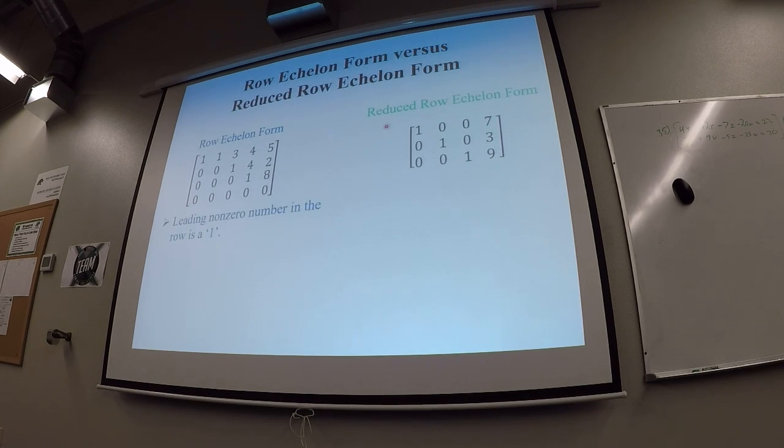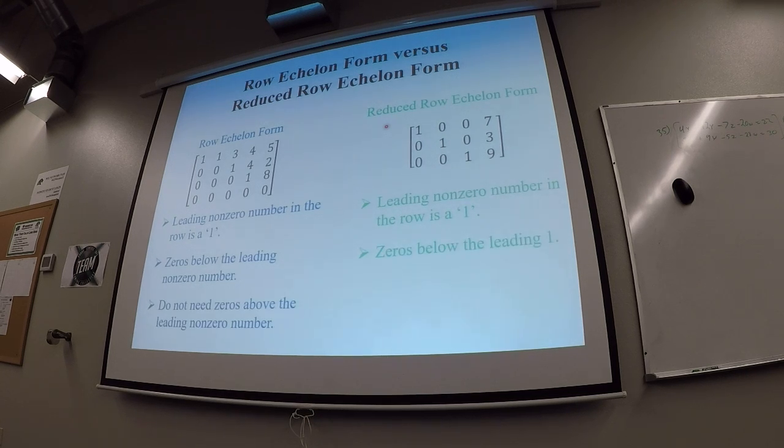In row echelon form, the leading non-zero is still a 1. In reduced echelon form, the leading non-zero is still a 1. Zeros below the leading non-zero number, zeros below the leading 1. But in row echelon form, we do not need zeros above the leading non-zero value. In reduced row echelon form, we do. So this distinction is really important. Remember how at first I was telling you that understanding reduced row echelon form is important because you need to know when you can stop? It kind of has to do with that. You've got to know when to stop in these problems.